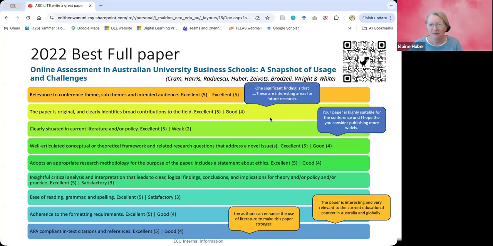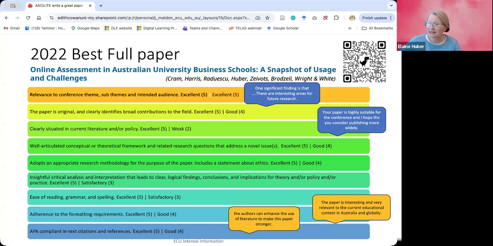Okay, and these were some of the comments that were put in from the reviewer. So you can see they were interested in our information about future research. They thought it was suitable for the audience. So that's another thing that you need to think about.